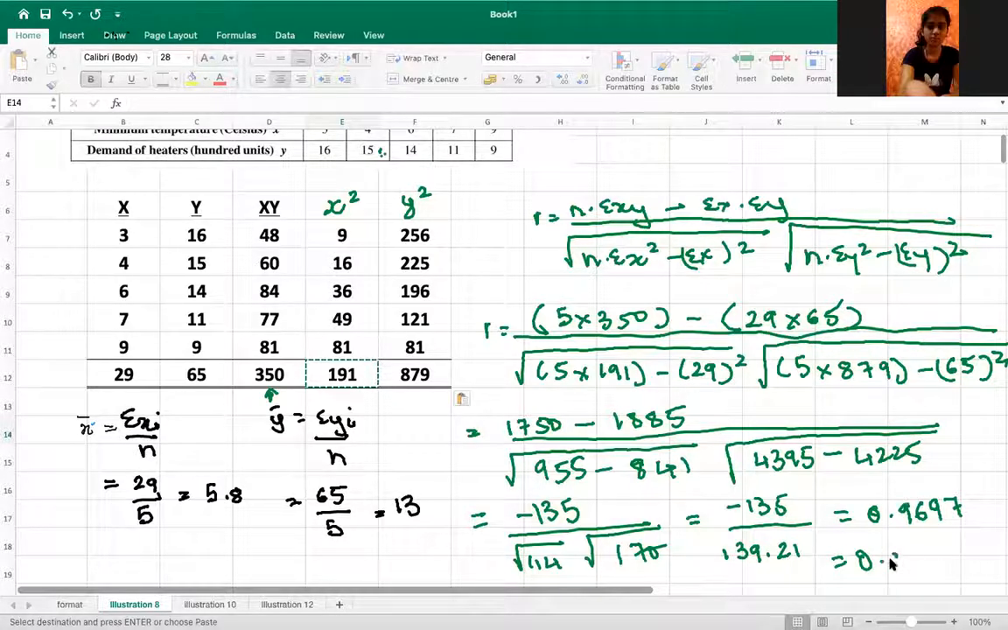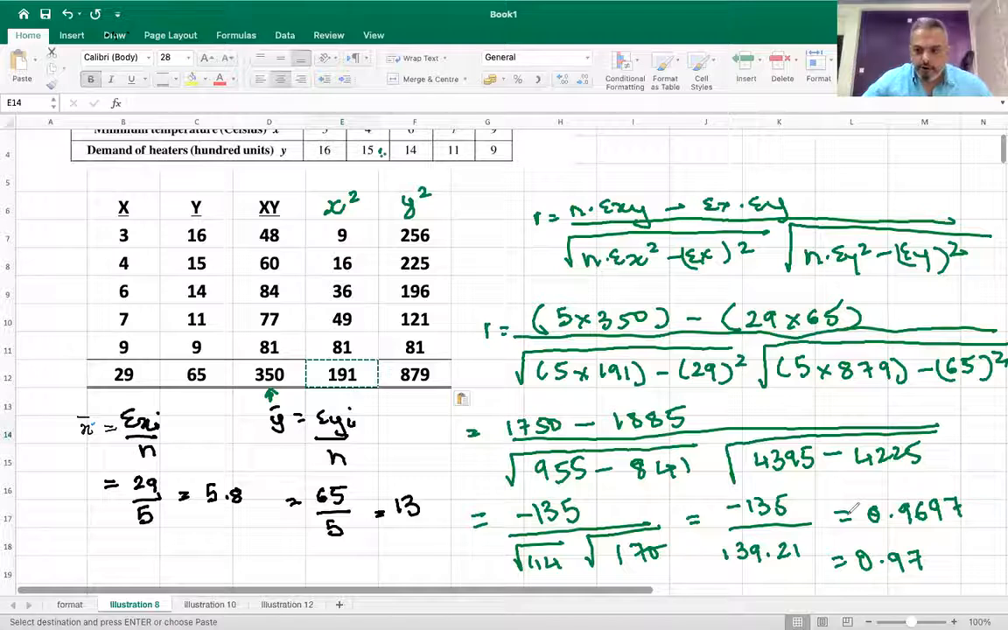So minus. Yes, very important. Don't forget minus. So it is minus 0.97. Now, because you know what x and y are, you can yourself check that if the temperature goes down, the cold increases, so the heater's sales will increase. So one decreases, the other increases, so it's an inverse relationship, so it's a negative correlation. So R is equal to negative 0.97.